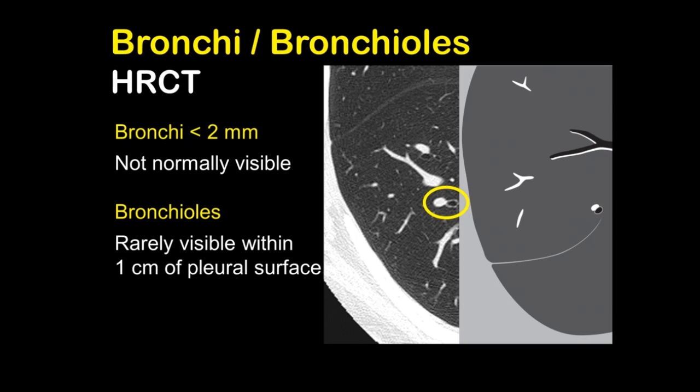When we talk about bronchi and bronchioles, they're usually not normally visible in CT due to the small size. Bronchioles are rarely visible within 1 centimeter of the pleural space.